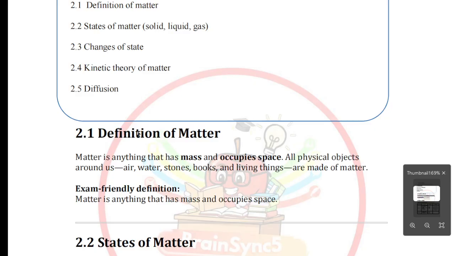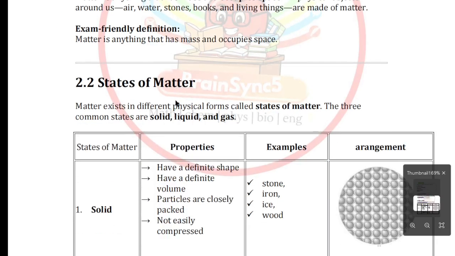Now that we've defined matter, let's look at the second one, which is the states of matter. You see, matter exists in different physical forms called states of matter. The states that I'm talking about here are solid, liquid, and gas.